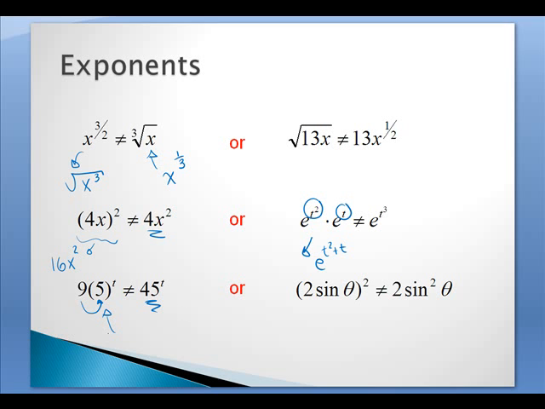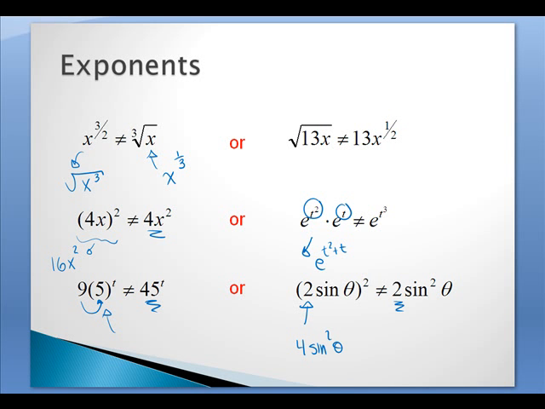Now lastly, 2 sine theta squared. Another common mistake here is that we forget to square both terms. So we forget to square the 2 outside here. So the left-hand side here doesn't equal the right-hand side. The left-hand side here should be 4 sine squared theta.